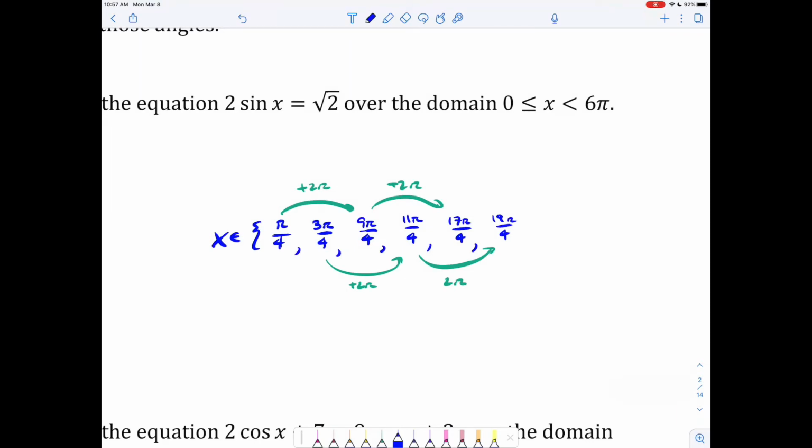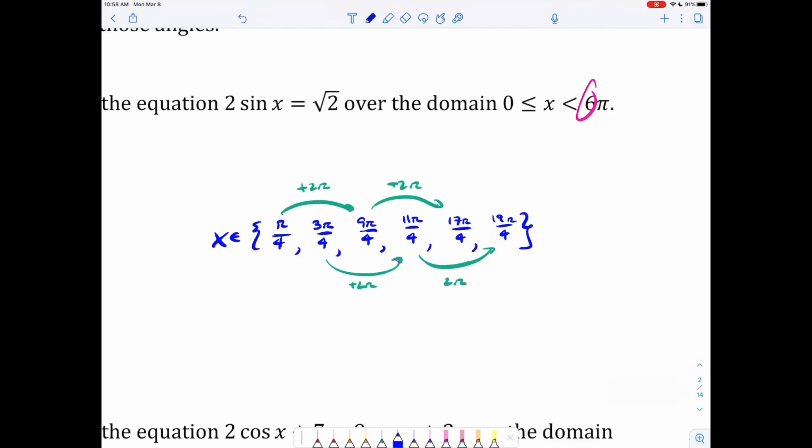And you can continue checking to see whether you're within bounds. 19 pi over 4 is, well, 19 over 4 is a little less than 5, so we're a little less than 5 pi. And if we tried to add another 2 pi to this, we'd get to 25 pi over 4. But 25 over 4 is a little more than 6. So this would be out of bounds. We can't use that. 19 pi over 4 was the last one we could use. So that's where we'll close this set.